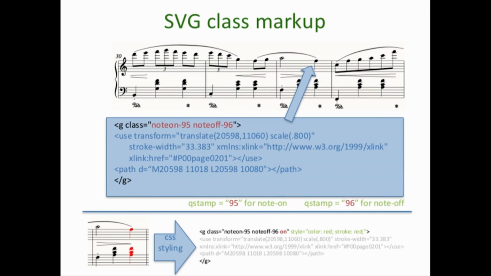Then in the score, I prepare it as an SVG image, and for every graphical object that I need to highlight, I wrap it in a G element, which has, in this case, note on 95 and note off 96. That means turn it on at quarter note 95 and turn it off at 96. So all I have to do when performing is put a little on tag, and I have a CSS style for the SVG which turns it red if it has the on class. When it's time to turn off, I just remove the on tag, and it goes back to black.